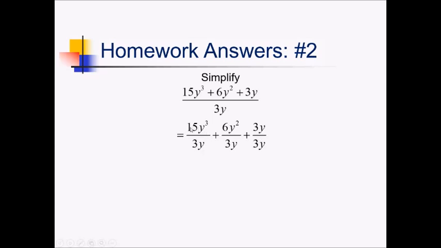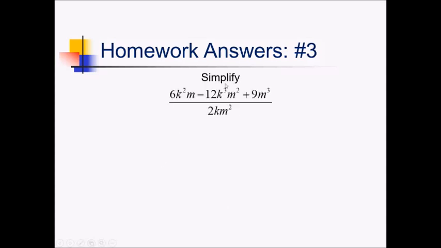So for the first one, 15 over 3 is 5. Y cubed over y, we're using our exponent rules. So if we're dividing the bases, we'll subtract the exponents. So this is going to be 5y to the 3 minus 1, 5y squared. Next, this is going to be 2y. Y squared over y just cancels one of the y's and gives us a y. So 2y there. And then 3y over itself is just 1.